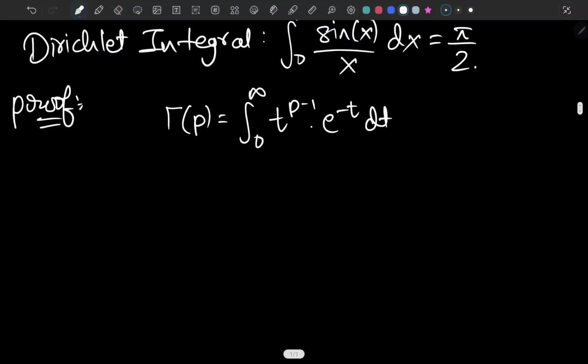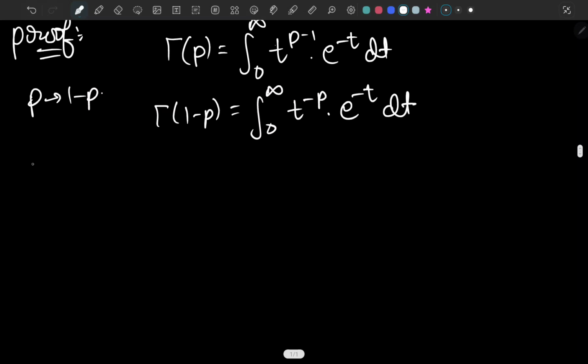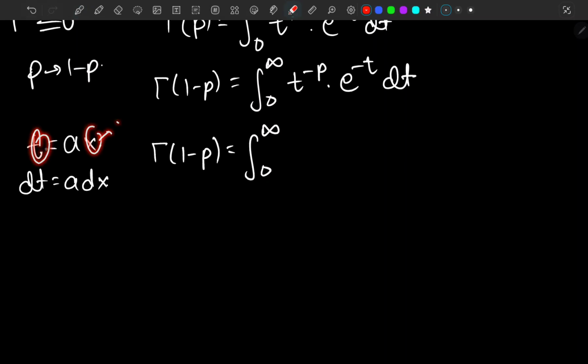Now let's replace p with 1 minus p here. So gamma of 1 minus p is the integral from 0 to infinity of t to the minus p e to the minus t dt. Our next step is let t equal ax. Then dt is a dx, and the limits won't bother us, because when t equals 0, x equals 0, and when t equals infinity, x is also infinity.